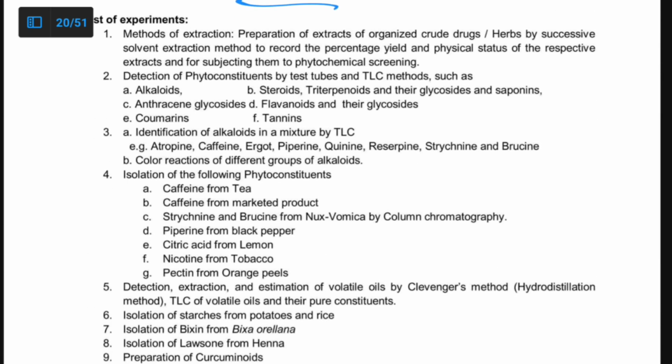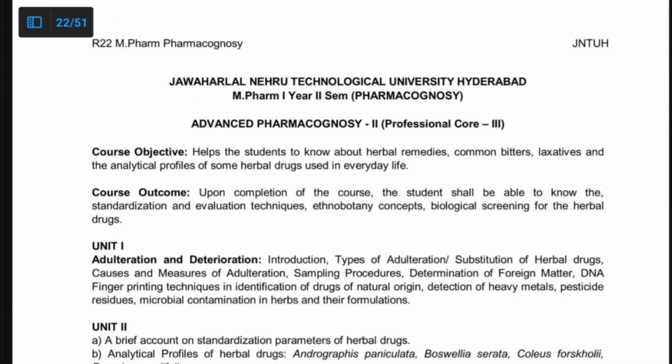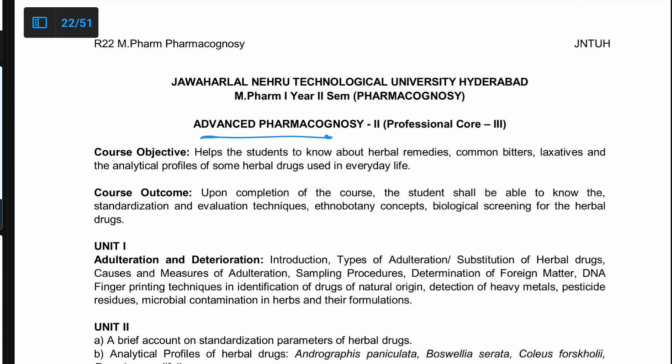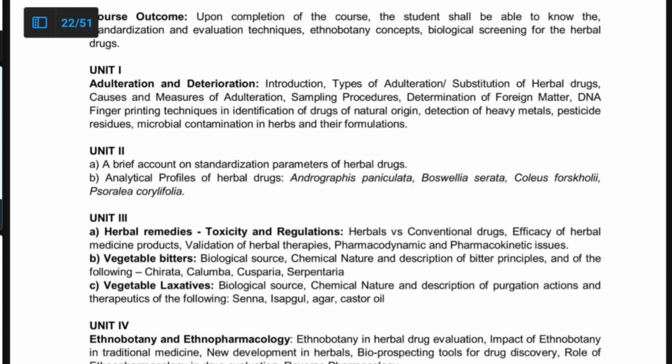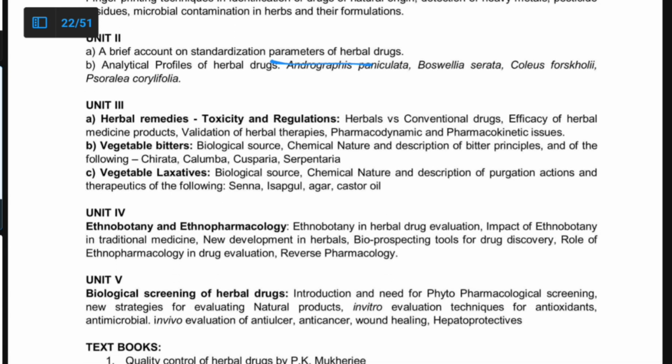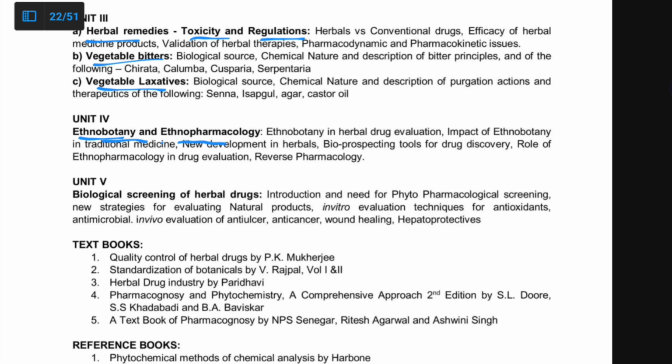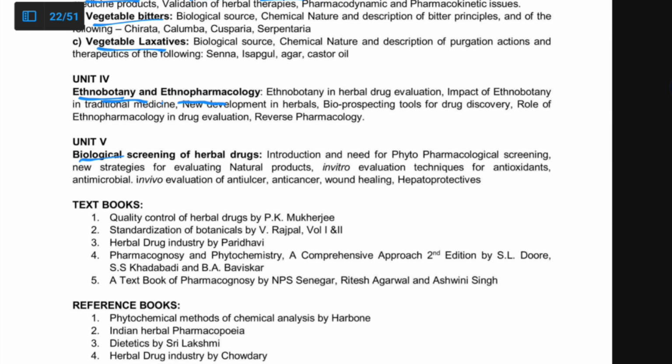Phytochemistry lab, advanced pharmacognosy lab. Advanced pharmacognosy 2: adulterations and deterioration, parameters of herbal drugs, standardization of parameters of herbal drugs, remedies, toxicity and regulation, vegetable bitters, vegetable laxatives, ethnobotany and ethnopharmacology, biological screening of herbal drugs.